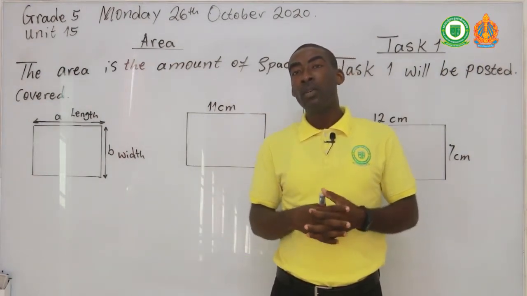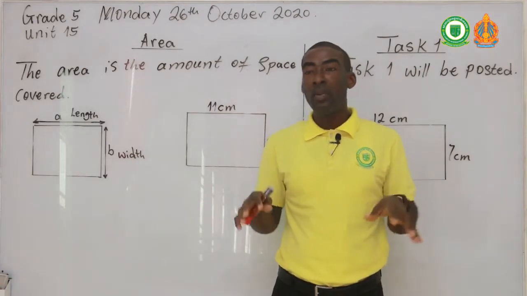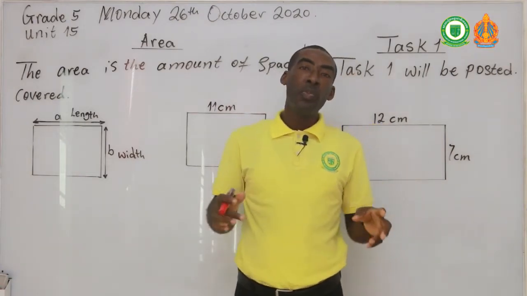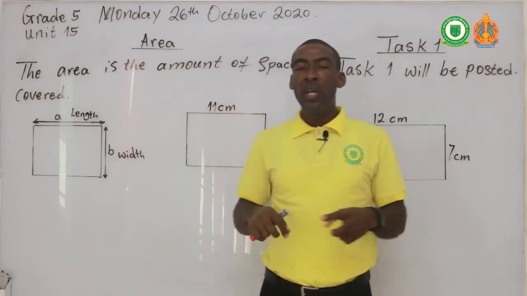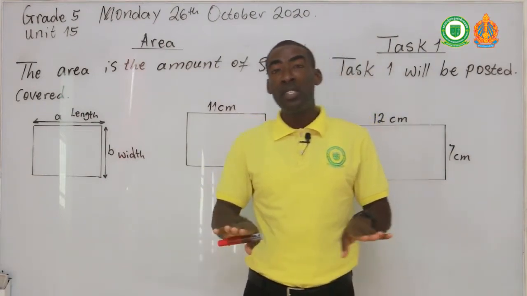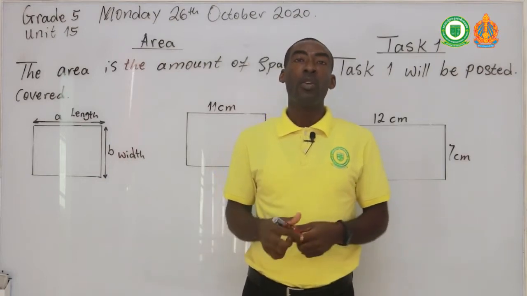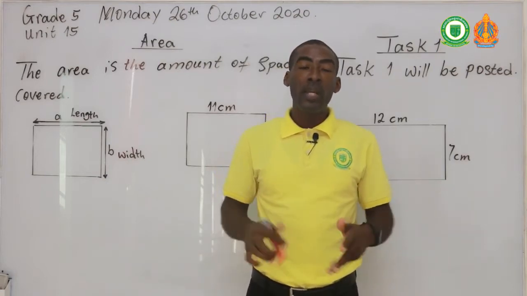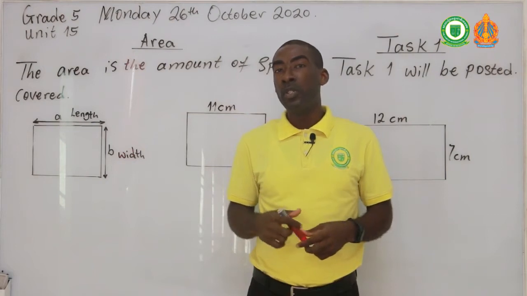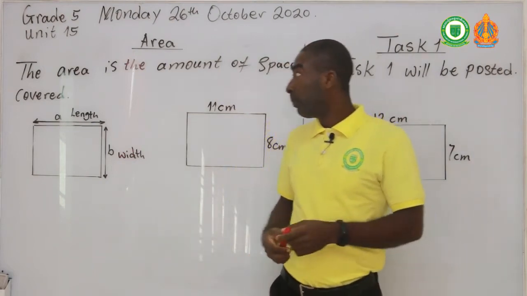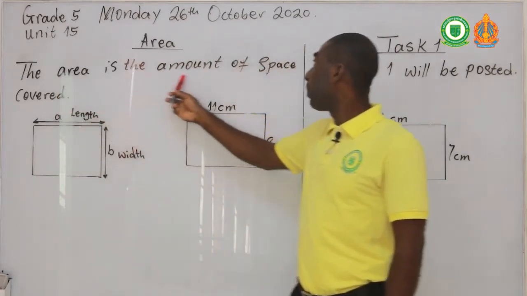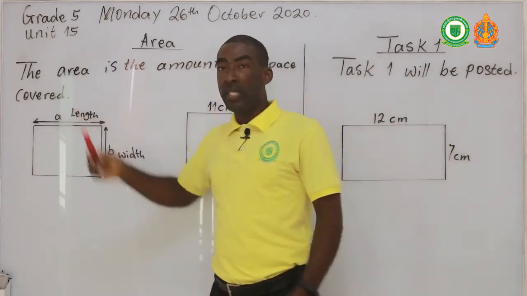And how do you find the area of this room space or classroom space that you have? It could also be an area on the surface of your table. Of course, you can also look for the area of that surface of your table. So first we need to understand what an area is. The area is the amount of space covered.